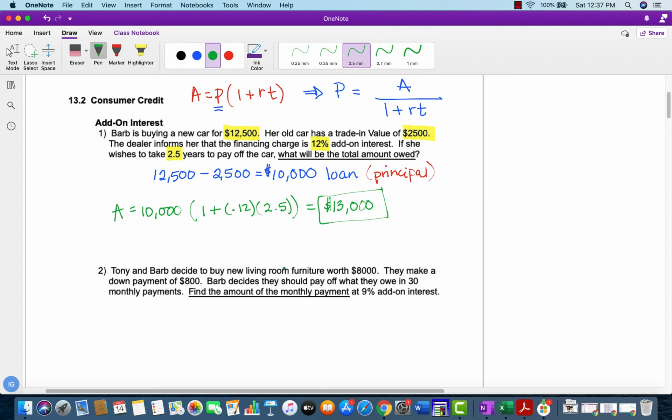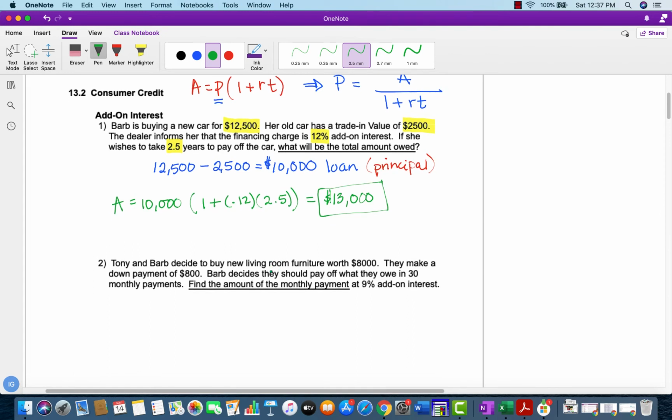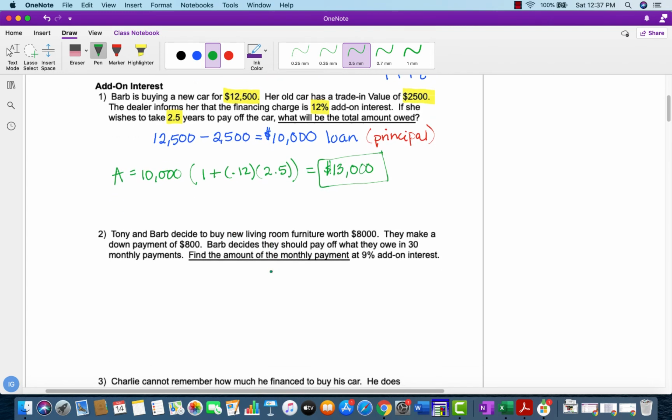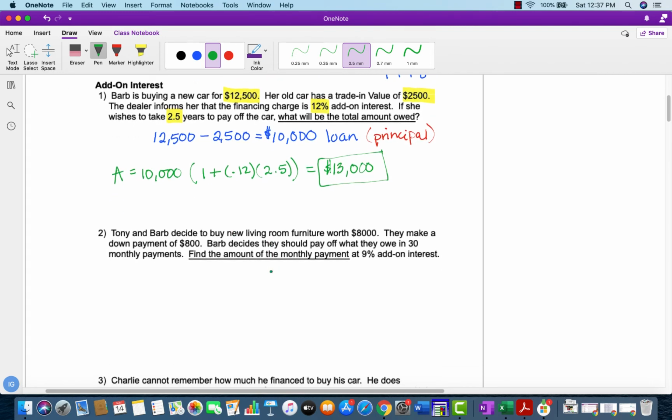All right, so I would like for you guys to try the next one. So pause the video and give it a try. Just be careful on this one. They give you the time in months. So remember, just like we did on the last section, every time you get it in months, to change it to years, you just got to put it over 12 because there's 12 months in 1 year. Okay, so pause the video and then you can check back your answer.